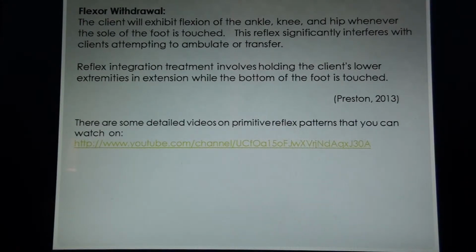There are some really great videos on primitive reflex patterns that you can watch on the link that I've provided here. I would have loved to have included them, but they were all about 5 minutes apiece, so I just didn't have enough time. But they do talk about different primitive reflexes, how they affect function, and what the treatment is through reflex integration therapy.